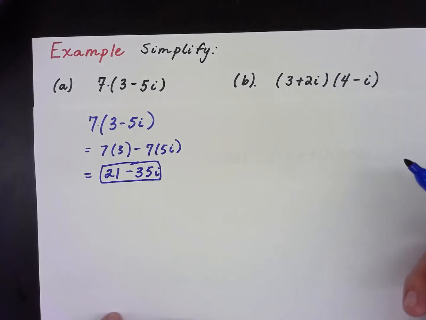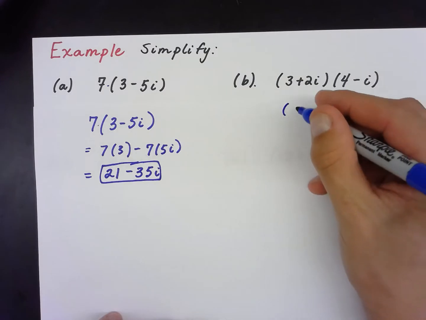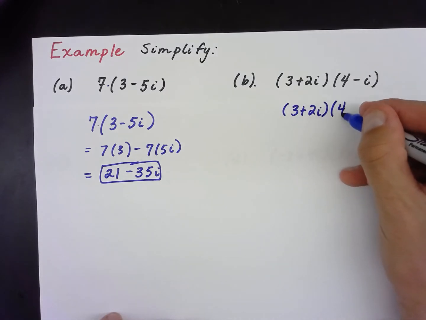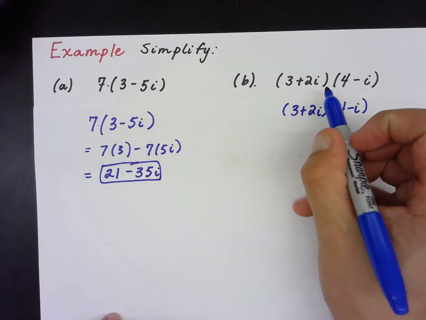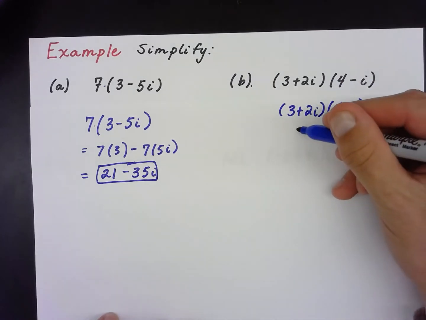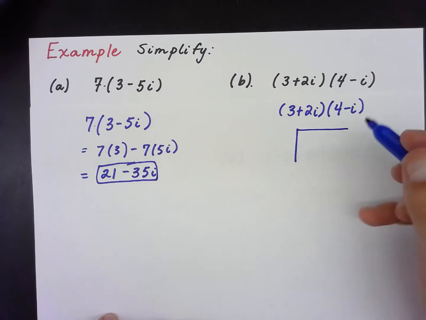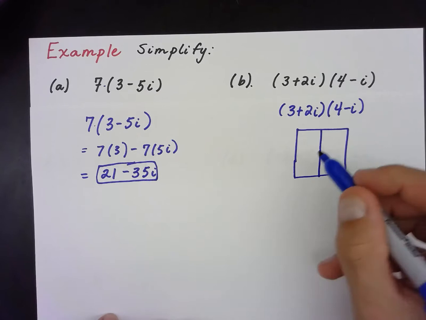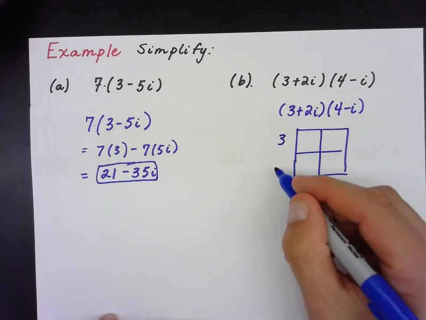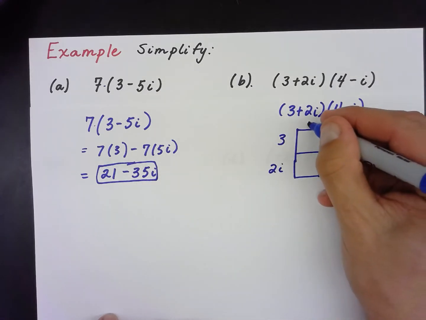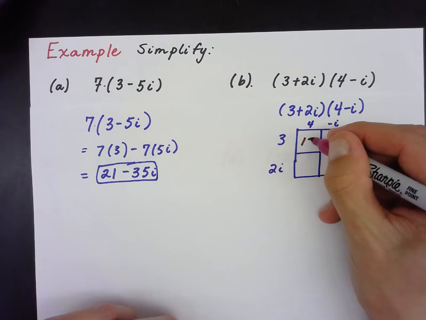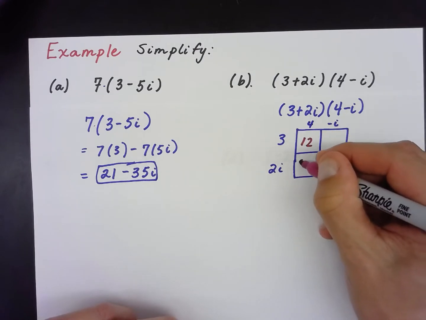Now, depending on the way you do it, this is a binomial times a binomial, so you could FOIL this. I have the quantity 3 plus 2i times the quantity 4 minus i. I like to do a box, and hopefully I gave myself enough space there. I put one factor along one side, so 3 and 2i here, and 4 minus i here. And what we do is we take the area of each box. So 4 times 3, that goes here, that's 12. 4 times 2i is 8i.